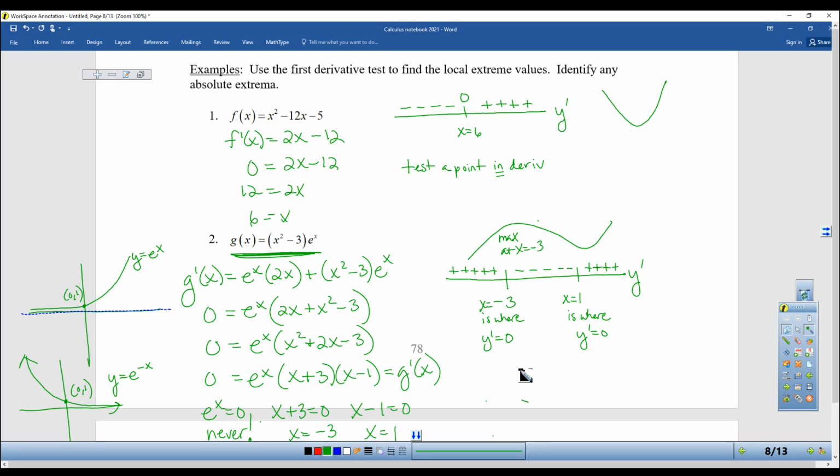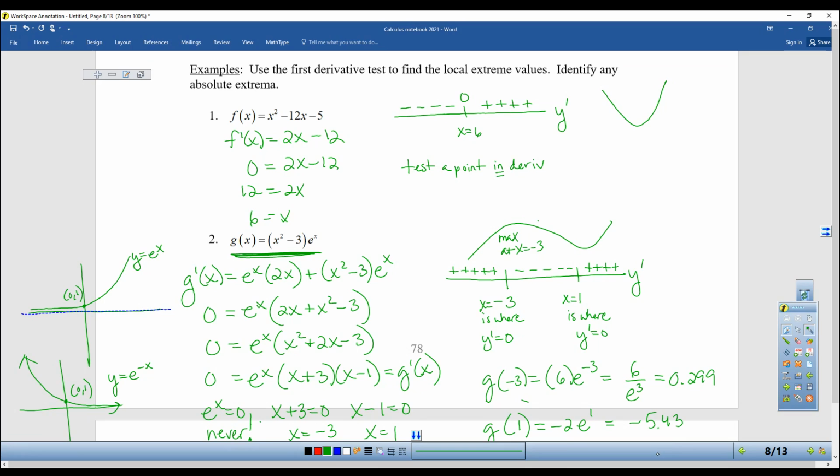How do I find that max? G of -3 is 9 minus 3 is 6, e to the -3. So 6 over e cubed. That's the maximum this graph ever obtains. It's a very small number, 0.299. G of 1 is 1 squared minus 3 is -2 e to the first, which is approximately negative 5.43.